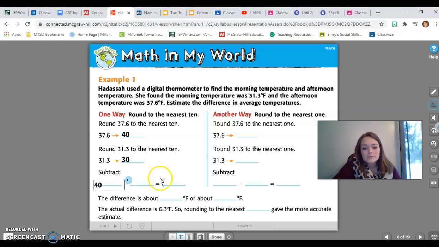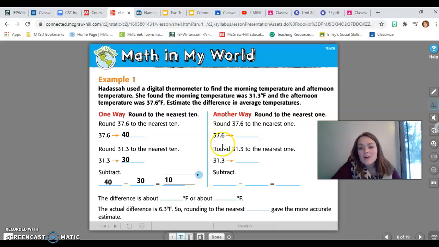40 minus 30 gives me what? 10. So that's the first way we can do it. The first way is we can round to the nearest 10's place value. And another way is we can round to the nearest 1's place value. So let's compare them. First we have to do it and then we'll compare them.